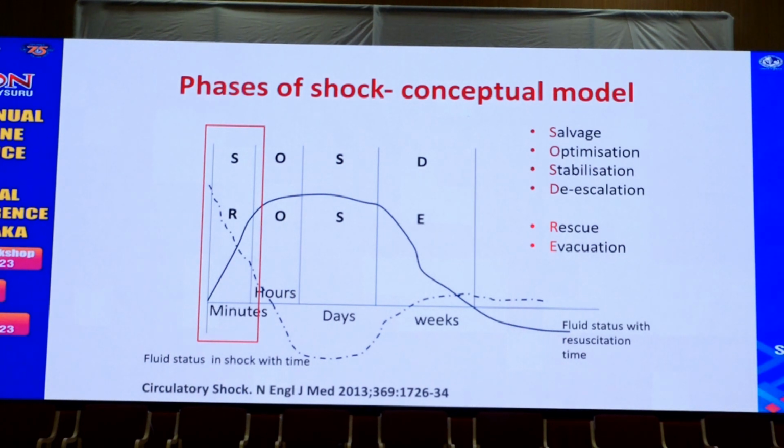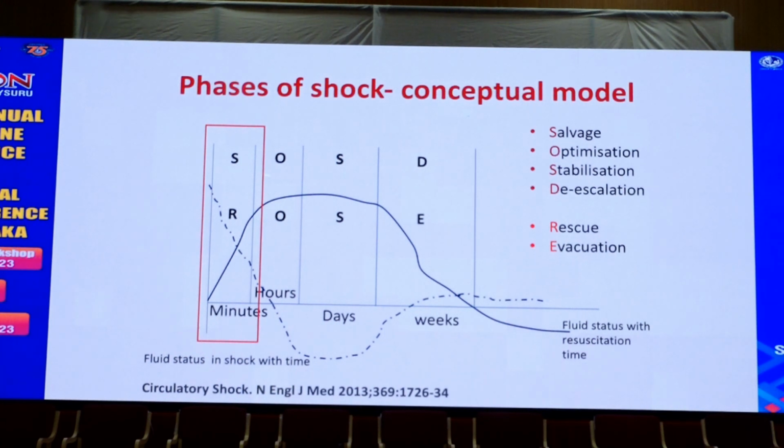So we divide this into 4 phases. One is the salvage phase. That means you are trying to salvage a patient in a life-threatening situation. So your prime priority is to get quick hemodynamic stability. Once you become hemodynamically stable, next you see which organs are not working properly and try to support the organs.